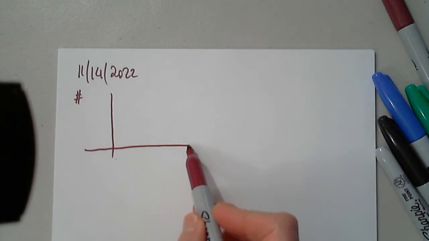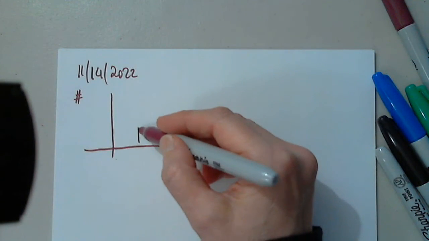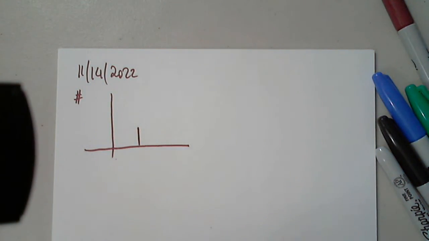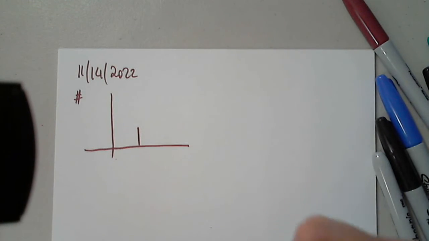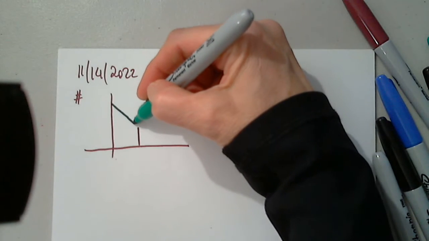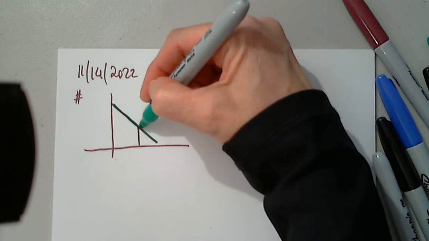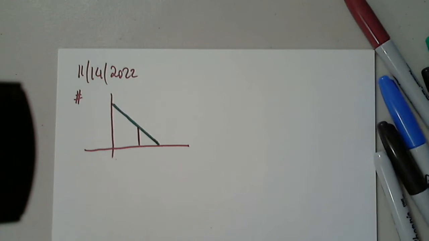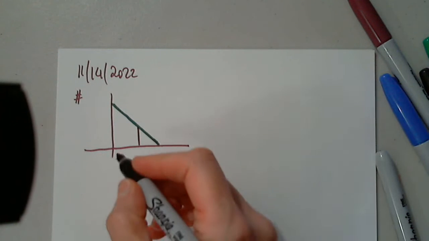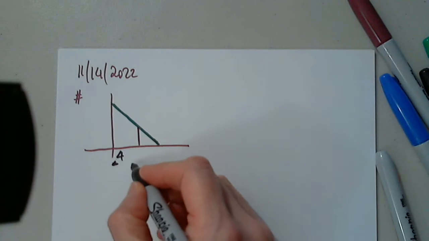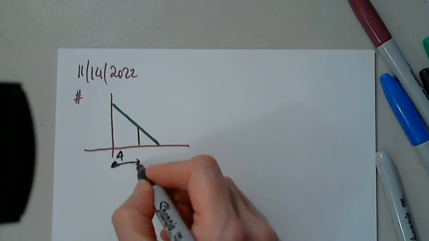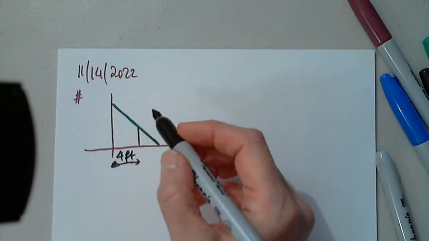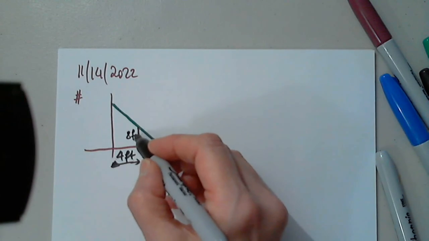So I'll copy the picture here, and we have this, and I'm going to draw the ladder in a different color. Okay, and I'm going to put the numbers in. So this is 4 feet between this and this, and this is 8 feet.